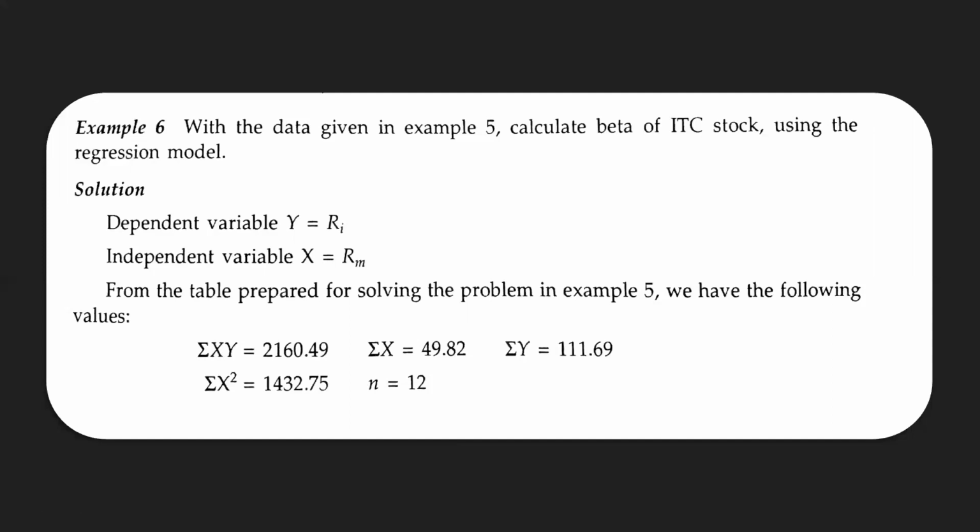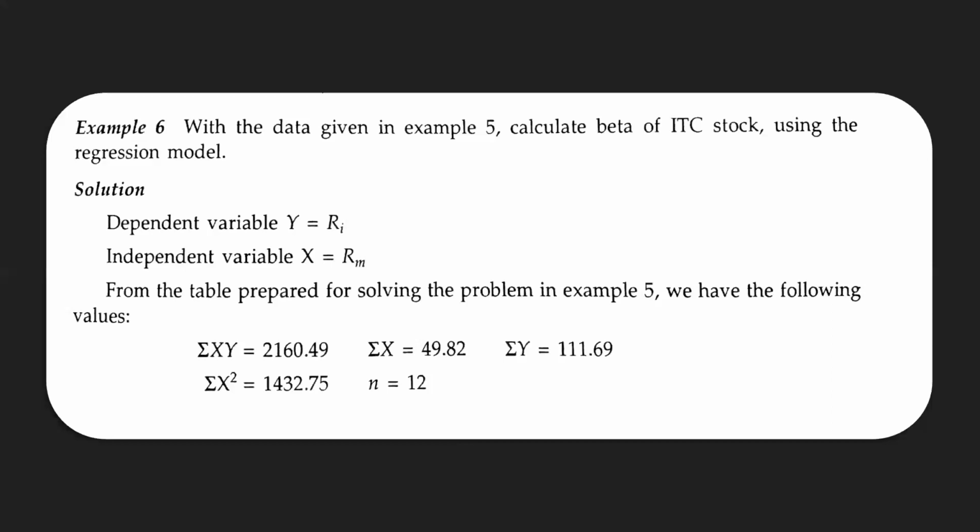So the expected return can be calculated using alpha plus beta into Rm. Alpha is nothing but the value of the dependent variable even when the independent variable has 0 value. That is, even if there is no change in the independent variable, your security is going to give you this much of return. That is known as the alpha value.